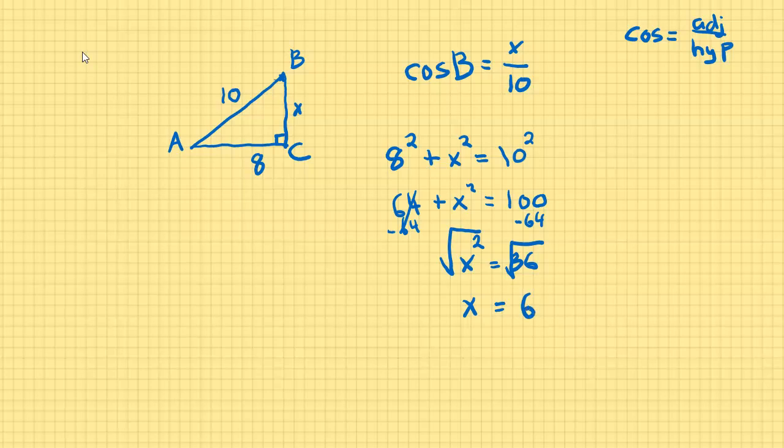So now let's finish up here. Now that we know what x is, we're going to go back up here at the top, and I'm going to write our value of x is 6, so it's 6 over 10. So the cosine of angle B is 6 over 10, but you should always reduce your fraction. So 6/10, when you divide each number by 2, so that's a number that divides into both of them, you get 3. So 6 divided by 2 is 3, and 10 divided by 2 is 5. So that's 3/5. So that's the answer.